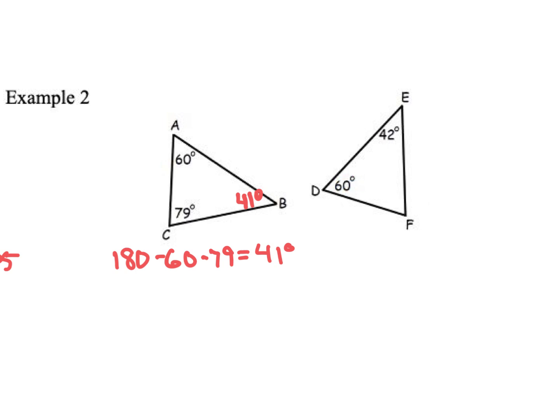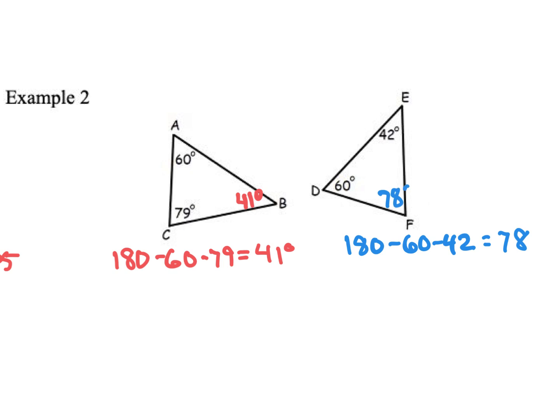We have 60 and 42. So we're going to say 180, oh, wrong one. 180 minus 60 minus 42 in our calculator. Hold on a second. And that is 78 degrees.